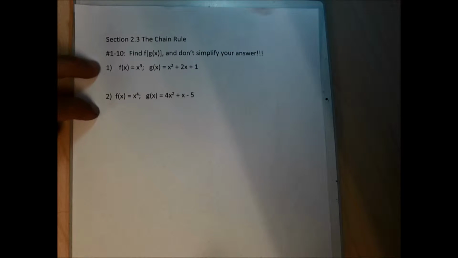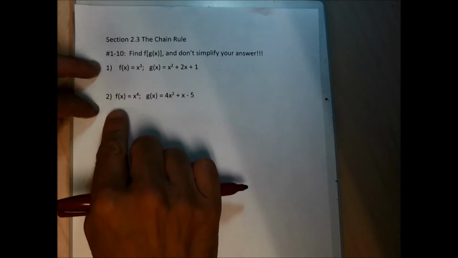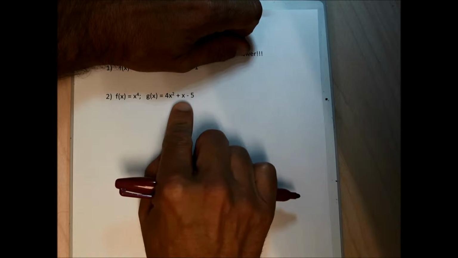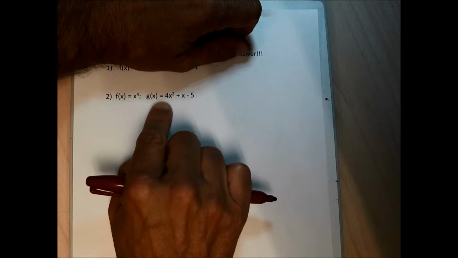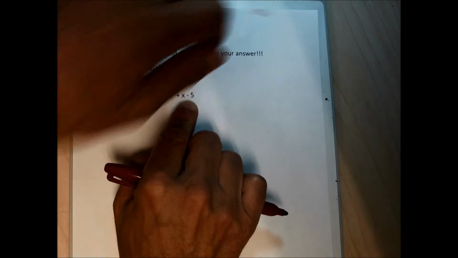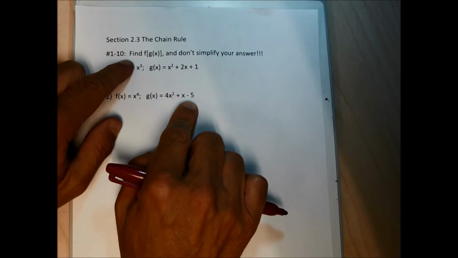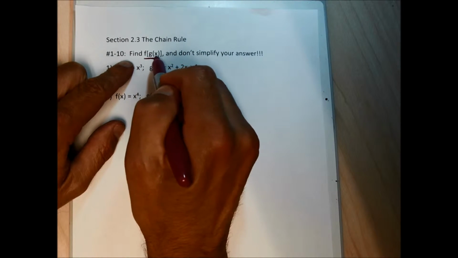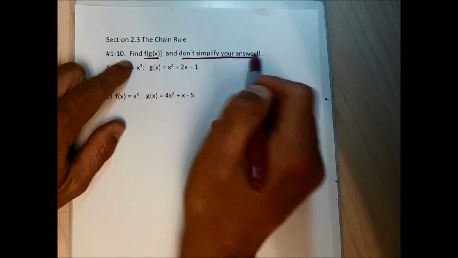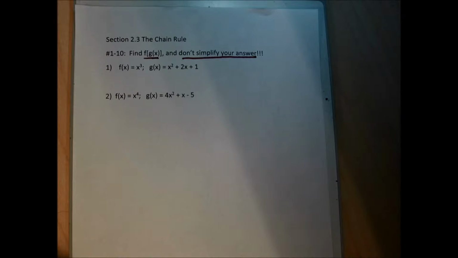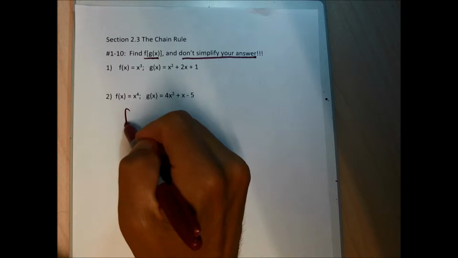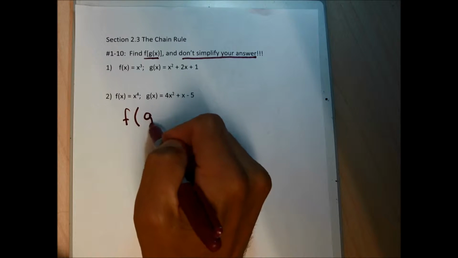So if I look at each of the questions by themselves, without instructions, this wouldn't tell me to do anything. f of x equals x to the 4th, g of x equals 4x squared plus x minus 5. That doesn't mean anything by itself, but the instructions tell me what to do. They said find f of g of x and don't simplify your answer. Simplifying your answer won't make it obvious how these connect to the chain rule. So what I want to do for number 2 is find an unsimplified version of f of g of x.